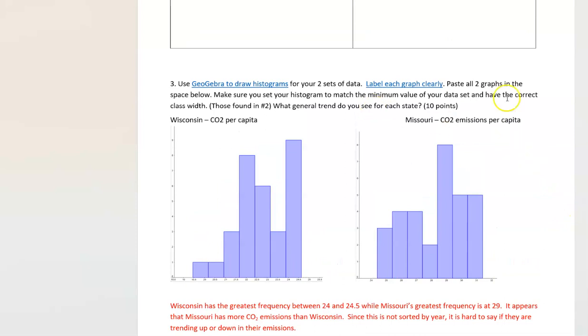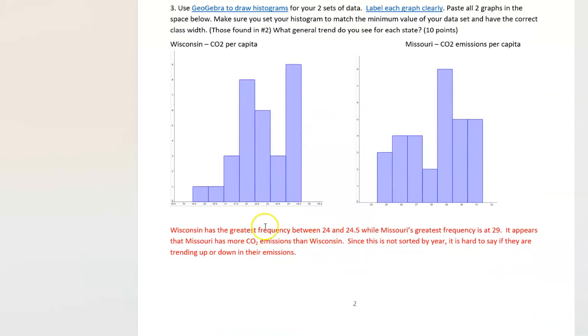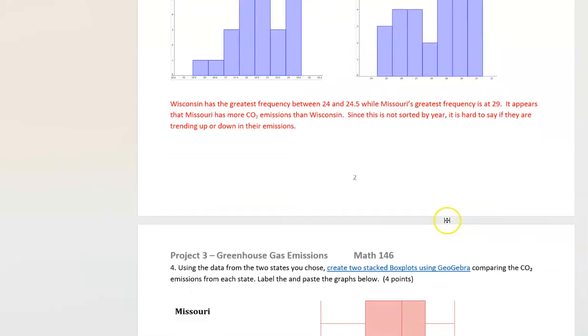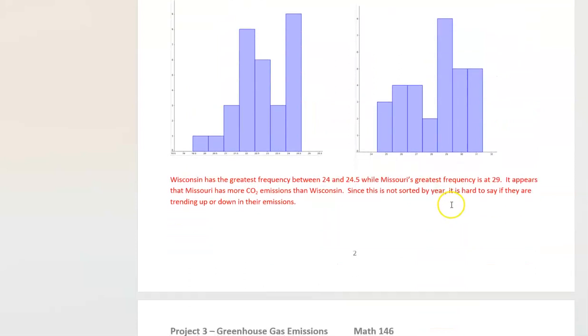And then it asks some questions. You want to make sure that you paste those in there. And what general trend do you see for each state? So answer some trend that you see for those two graphs. Again, a lead and two check.